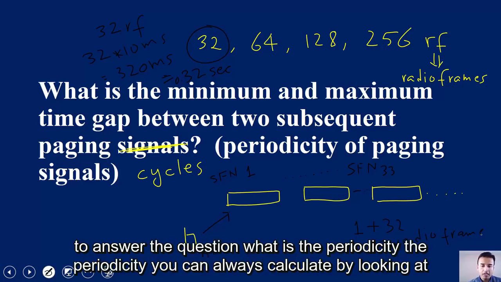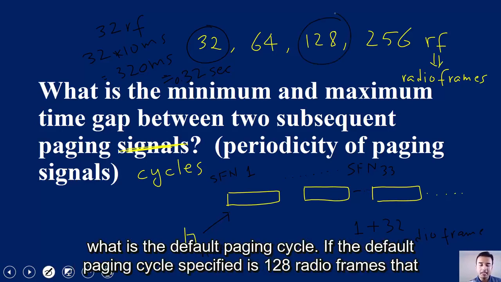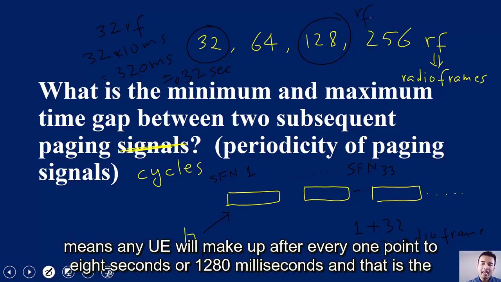So to answer the question, what is the periodicity? The periodicity you can always calculate by looking at what is the default paging cycle. If the default paging cycle specified is 128 radio frames, that means any UE will wake up after every 1.28 seconds or 1280 milliseconds. And that is the periodicity.